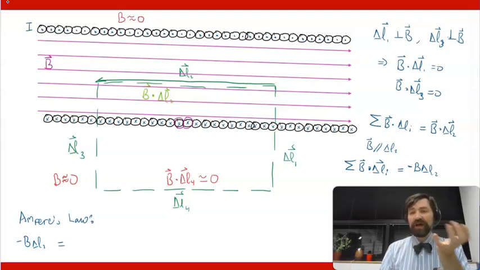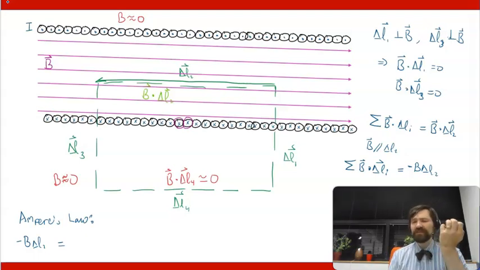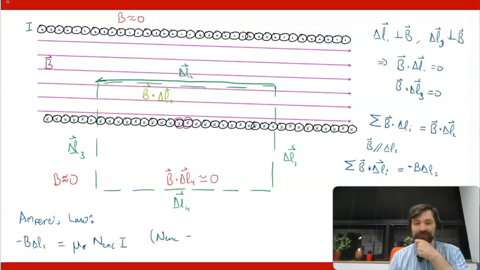So Ampere's law now says negative B delta L2 is equal to, and now we ask, how much current is enclosed? Well, there's I running through the wire, so I can count how many wires are enclosed in this. 1, 2, 3, 4, 5, 6, 7, 8, 9, 10, 11, 12, 13, 14, 15, 16, 17, 18, 19, 20, 21 wires. And so I'd say something like 21 times mu naught times I. But again, this was kind of an arbitrary choice of L, so it might be more fair to say that what I have is mu naught times N enclosed times I, where N enclosed is the number of turns inside the Ampere loop, or Amperian loop, or whatever you want to call it.